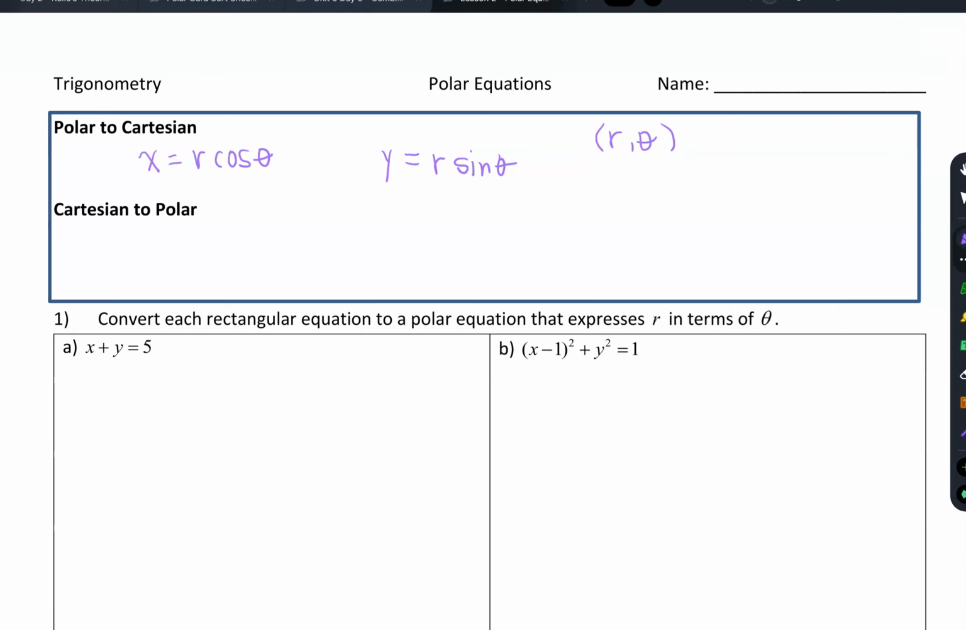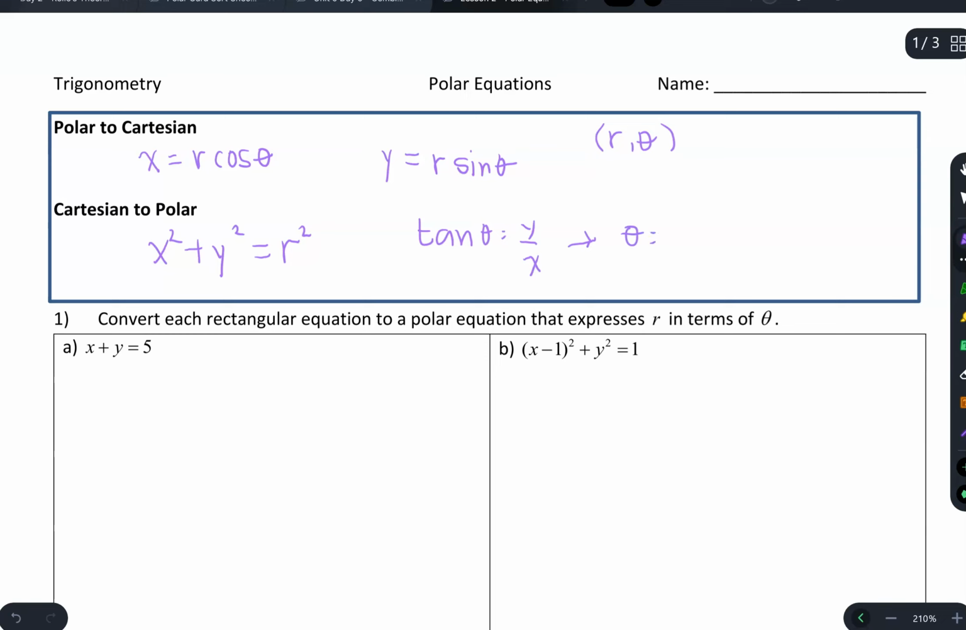Same thing, if we have an equation that's set up in r and theta, then we could change it to Cartesian and vice versa. So we can change Cartesian to polar. Cartesian means that we know our x and our y. So we have x squared plus y squared is equal to r squared. And our other one is that tangent of theta is equal to y over x, because we can find our theta by taking inverse tangent of that y over x.